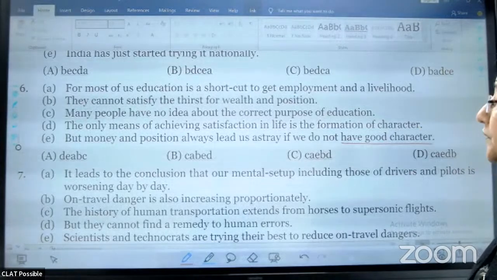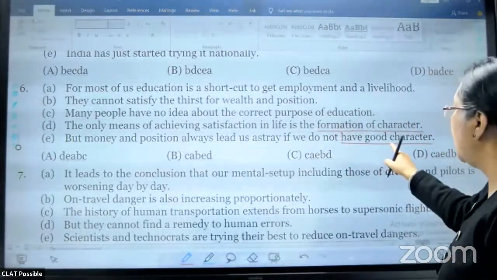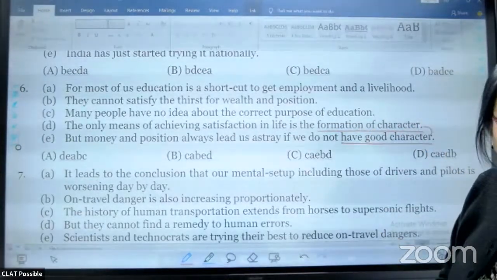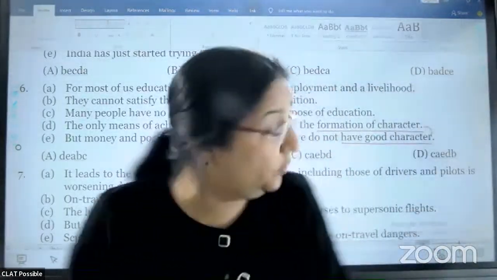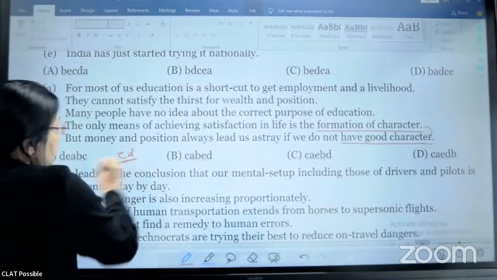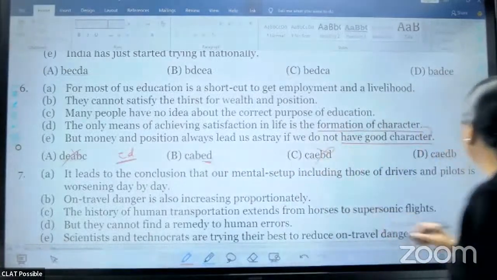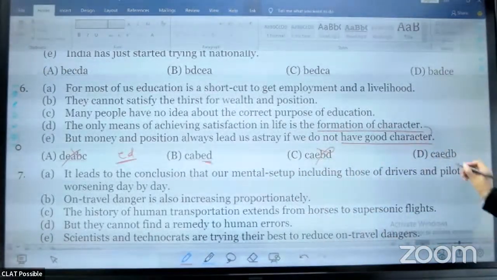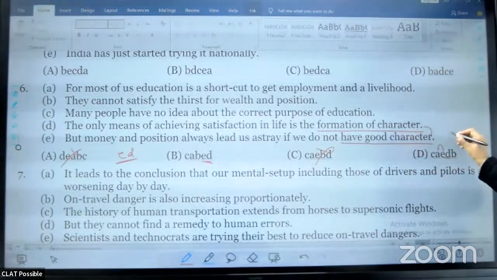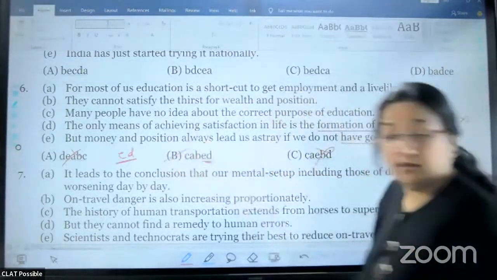The only means of achieving satisfaction in life is the formation. If we do not have that, then the only means is the formation and expansion of the character. We don't have, so there was one more thing, easy, see beta, ED was a pair, and the ED pair was in this one, not in this one, not in this one, in this one, it was in two. Now you only had to check that C, A and E do not form a pair. So answer. Easy method to solve.